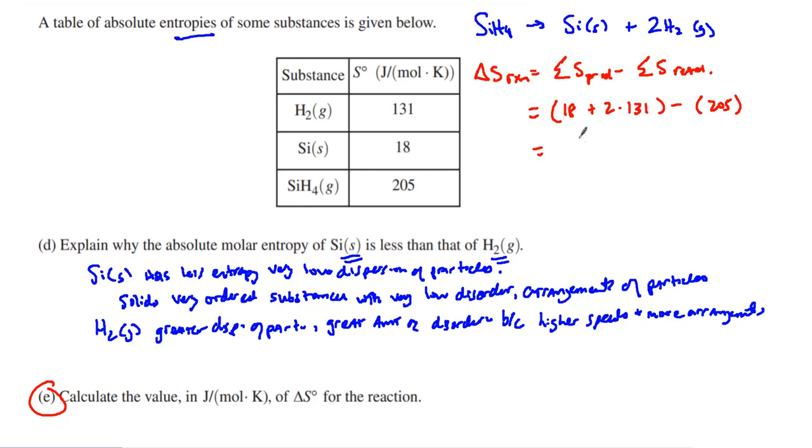And so if I was doing this, I would literally put 18 joules per mole Kelvin, 131 joules per mole Kelvin, 205 joules per mole Kelvin. I would take the time, and you can see it's positive 75 joules per mole Kelvin. That entropy is positive, and why is that entropy positive? We are going towards more disorder, more arrangements of particles. We're going from one substance into a solid and a gas. Yes, the solid is more ordered, but the gas has 2 particles that are very, very disordered. And so that's why the delta S is positive 75 for part E.